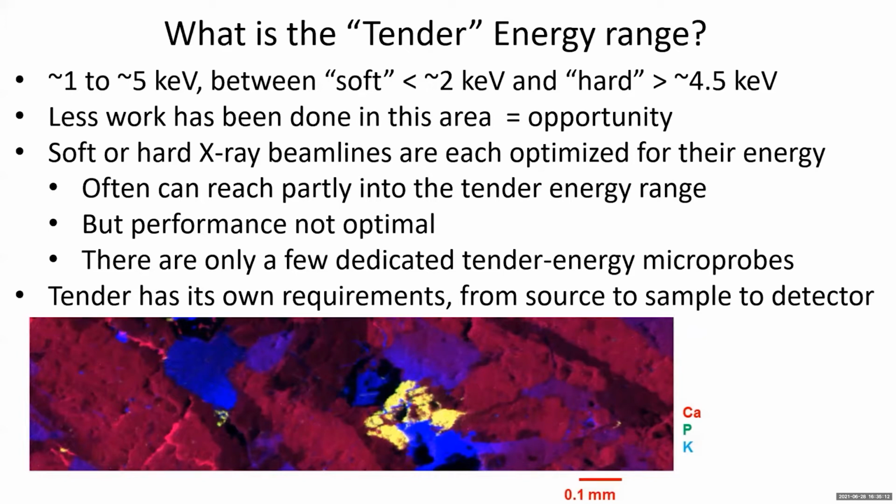As shown on the bottom here is an X-ray fluorescence map of calcium, phosphorus, and potassium of a rock thin section. The red crystals are pyroxenes, the blue areas are potassium feldspars, and the yellow in the middle is an apatite grain, which is calcium and phosphate, so it shows up as yellow. So these are the types of measurements typically made at tender energies.